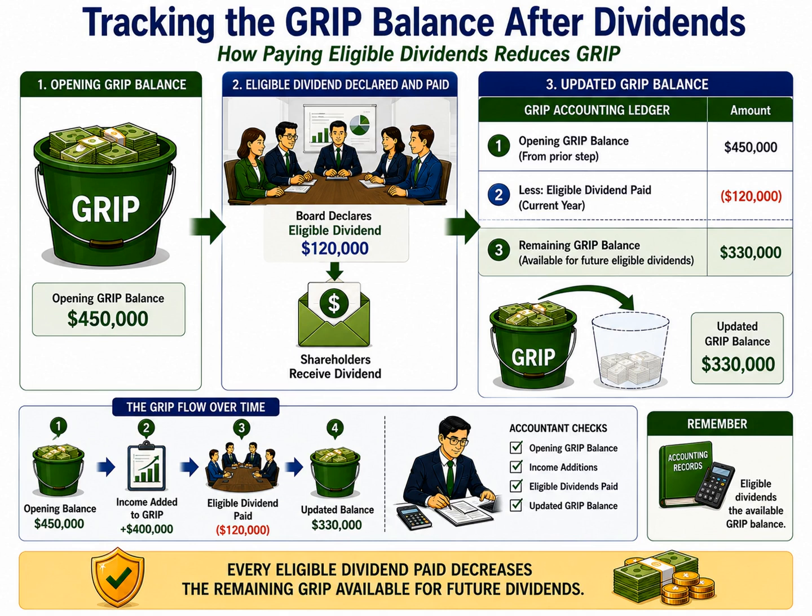$450,000 minus $120,000 leaves a remaining GRIP balance of $330,000. This remaining balance is carried forward and will be available to support future eligible dividends in later years.